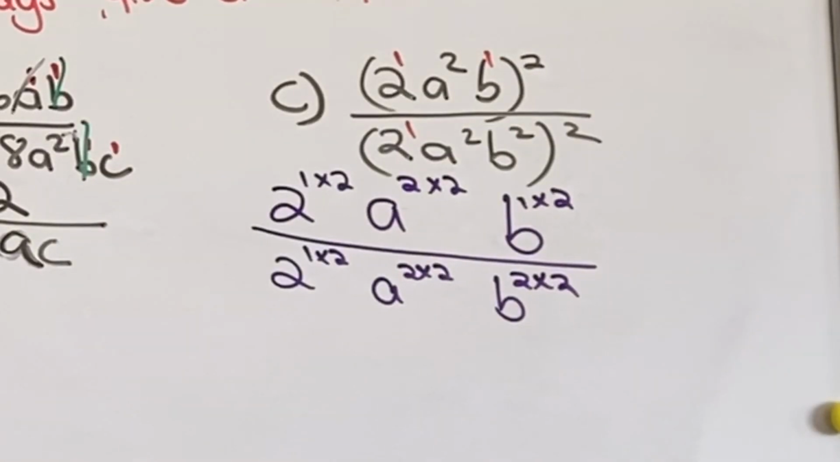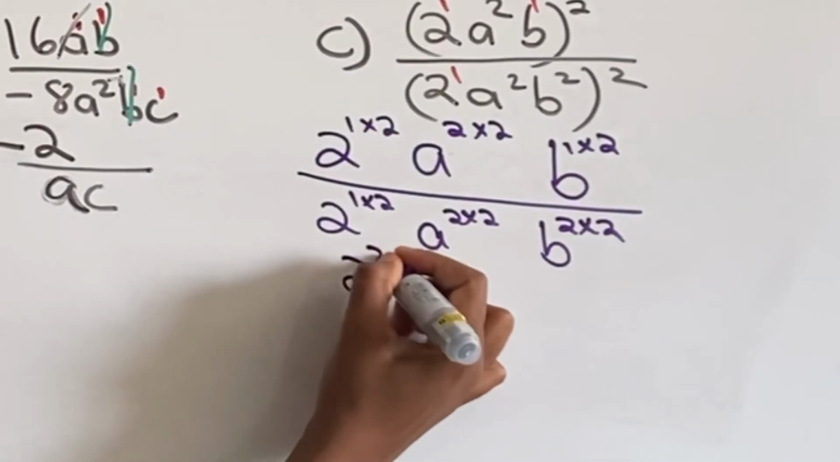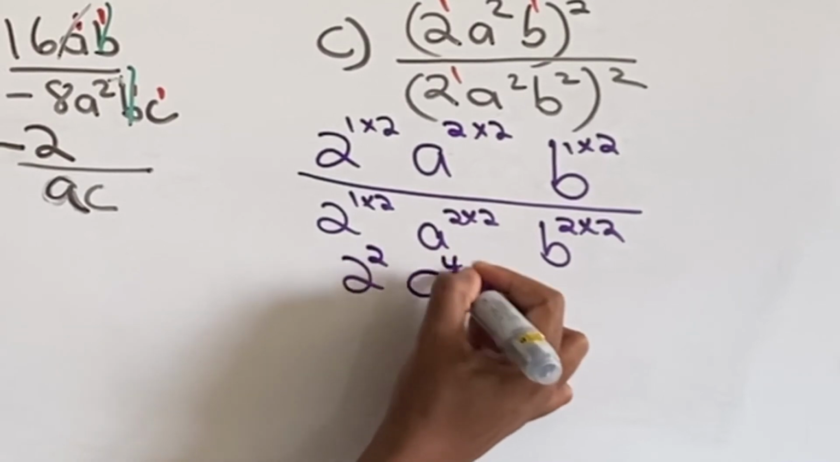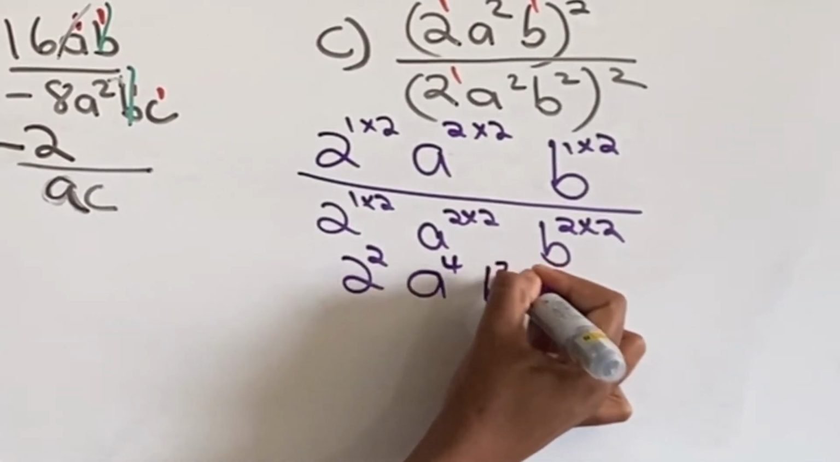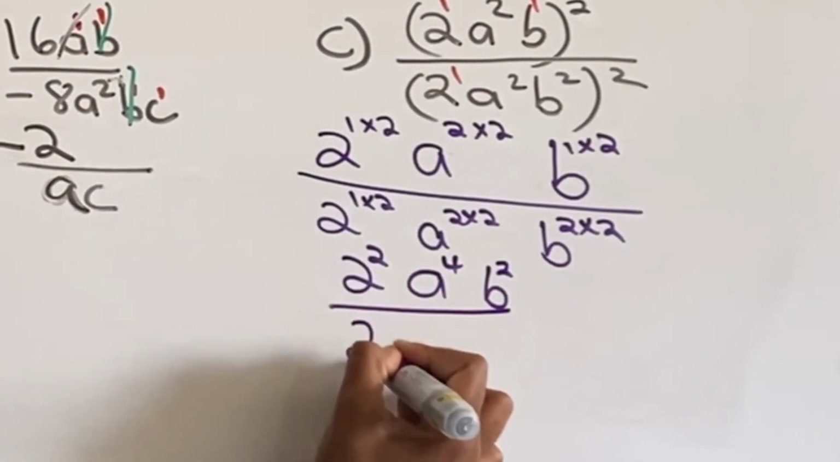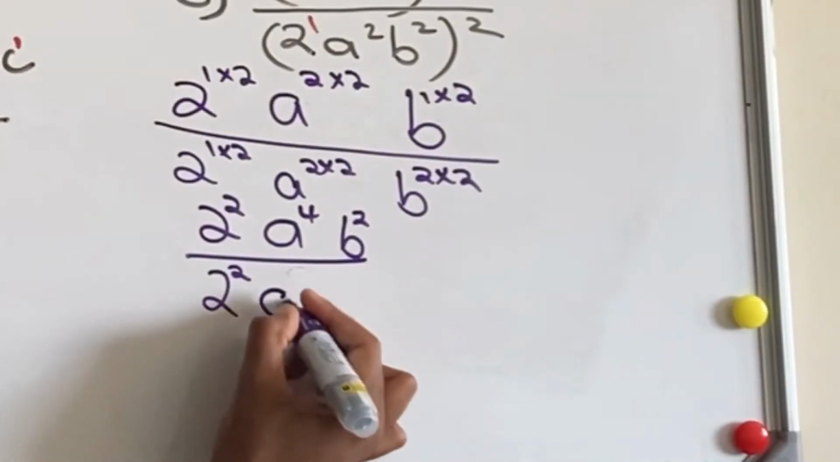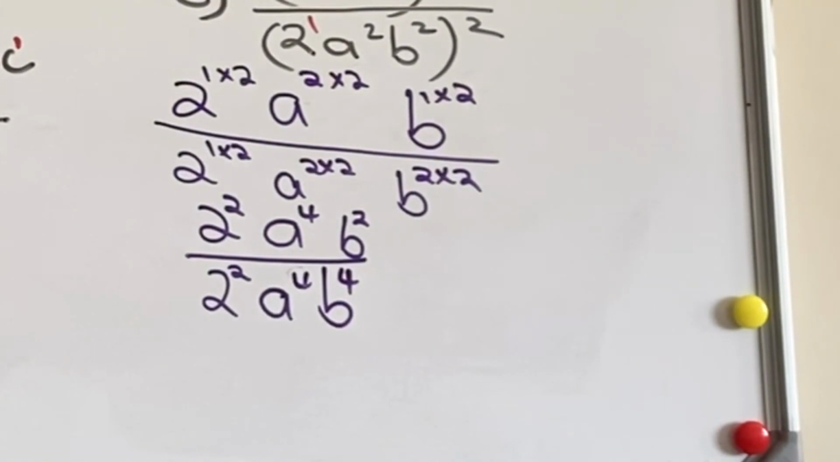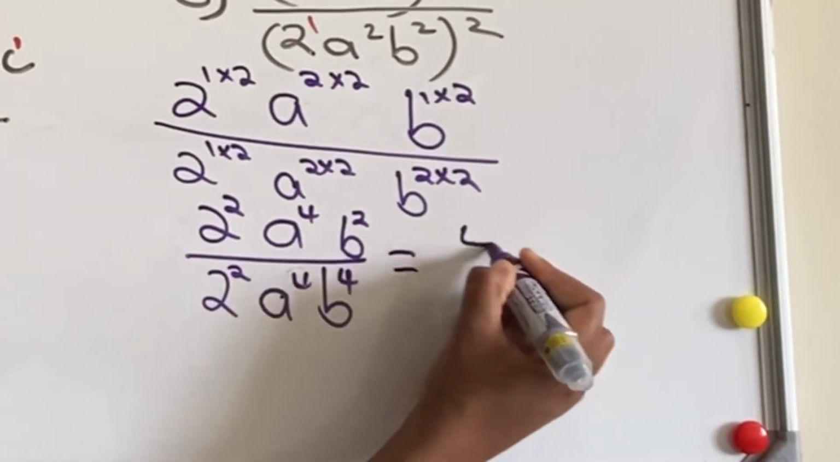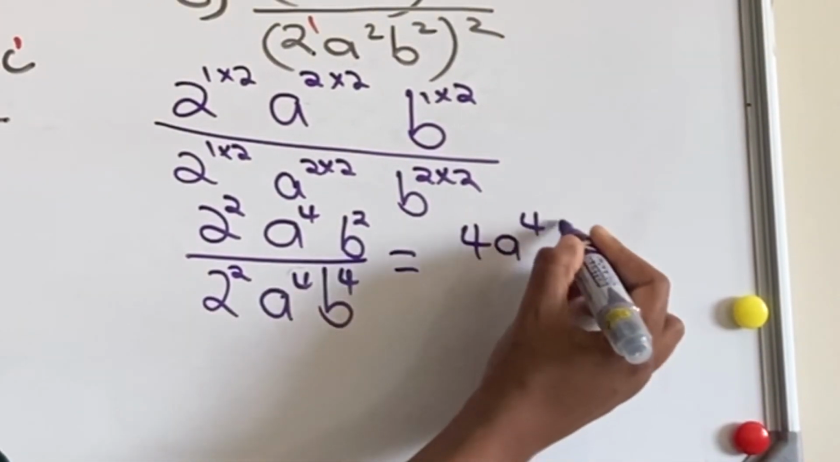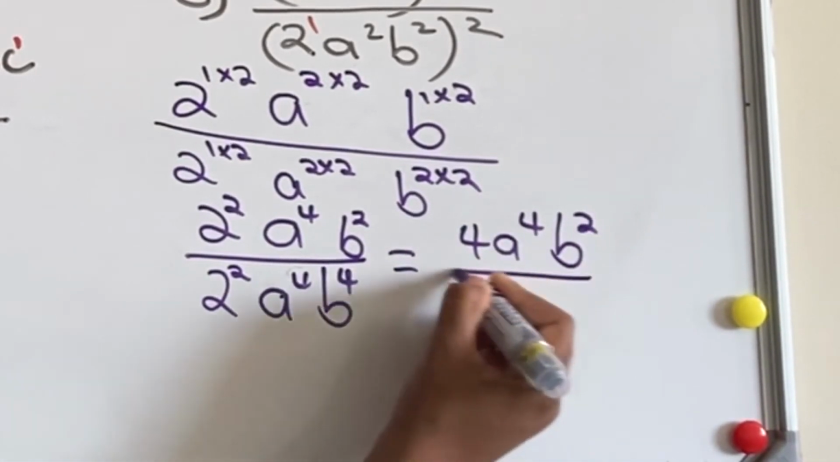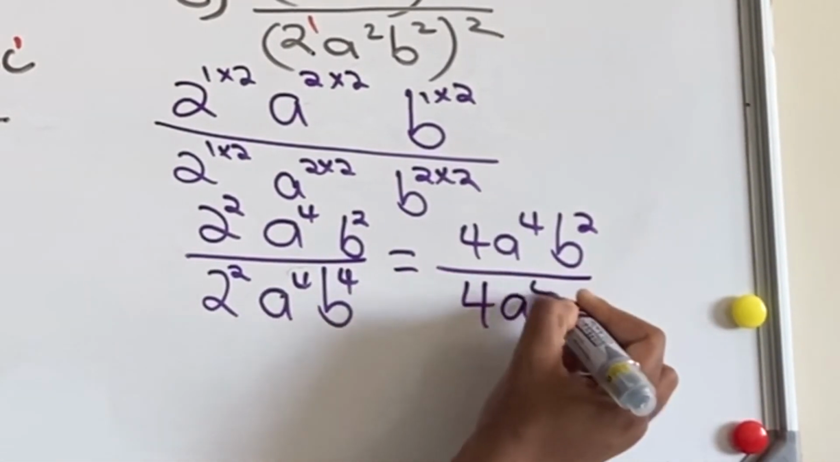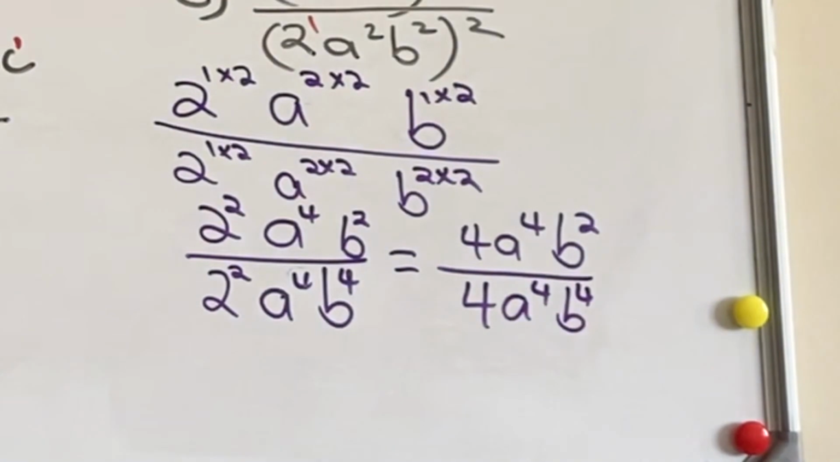So we are going to have 2 to the power of 2, a to the power of 4, b to the power of 2, over 2 to the power of 2, a to the power of 4, b to the power of 4. Then I now work out what do I have there. 2 to the power 2 is something I can get a value to. So that is going to be 4, a to the power of 4, b to the power of 2, over 4, a to the power of 4, b to the power of 4.